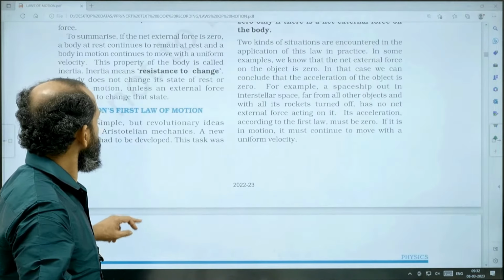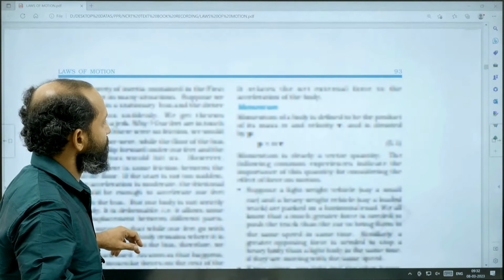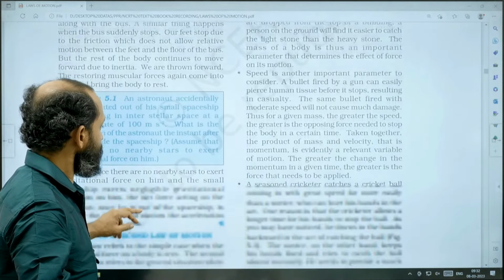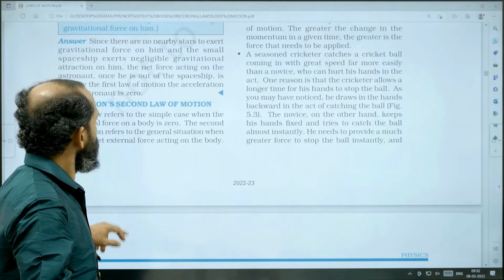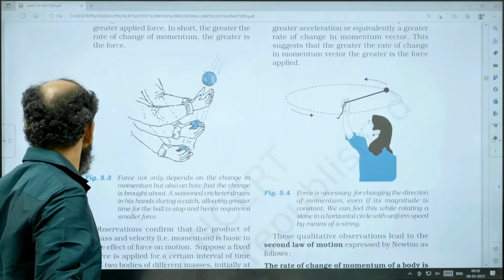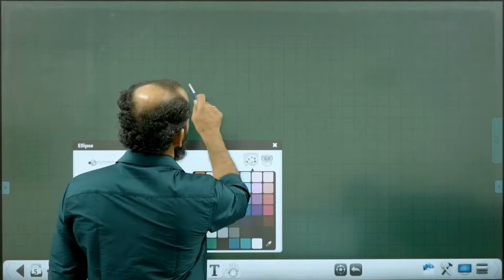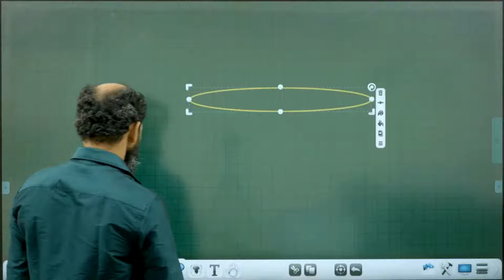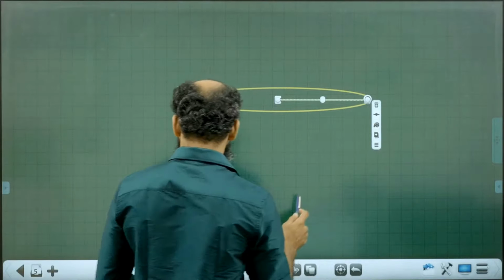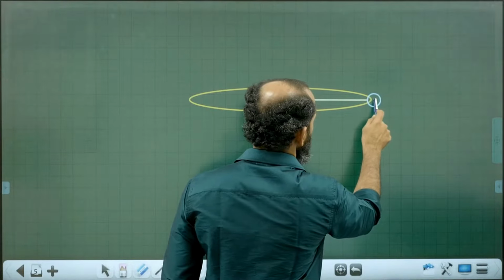Second law, third law, Newton's laws, momentum, the product of mass and velocity. Now a few more examples we can use. You have a ball at the end of a string.